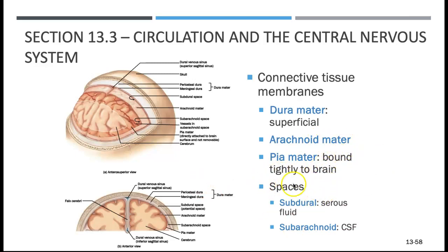And then we have some spaces. So below our dura, we are going to have a space called the subdural space, which is going to contain some serous fluid. And then we also have a subarachnoid space that is below the arachnoid mater that is going to contain our cerebrospinal fluid. So that cerebrospinal fluid would be sitting right along in here.